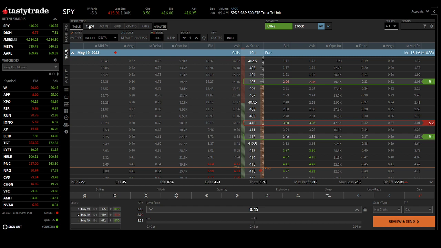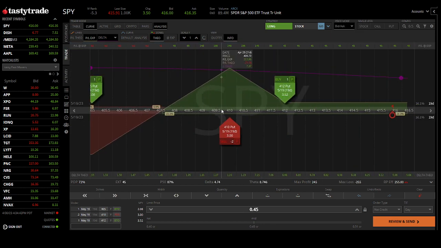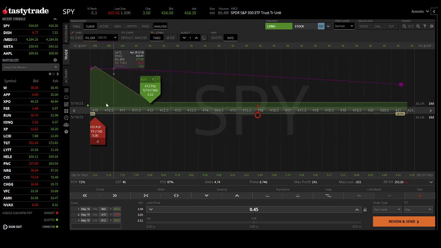But if it doesn't happen to come that low and it just stays above it, you profit the amount you collect, the difference between what you collect and the premium. And if you look here, let me zoom in on this a little bit. You have from 407 up, you're profiting. So 410 is your sweet spot.